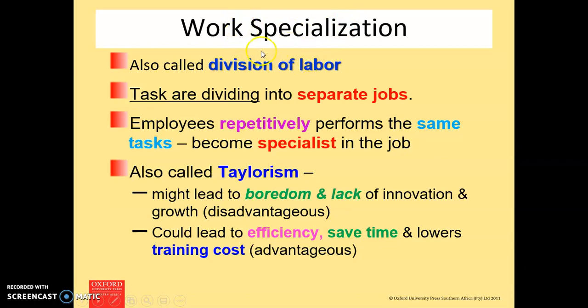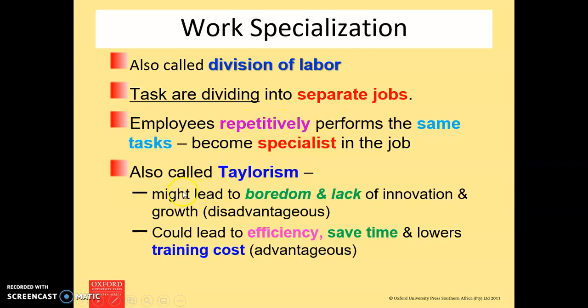So this is actually a little bit of detail on work specialization. Work specialization is also called division of labor, where employees are put into roles based on their specializations, or divided based on the tasks they need to perform. So tasks are divided into separate jobs. Employees have to repetitively perform the same job until they become specialists, or experts, in performing the jobs. This is also called Taylorism.